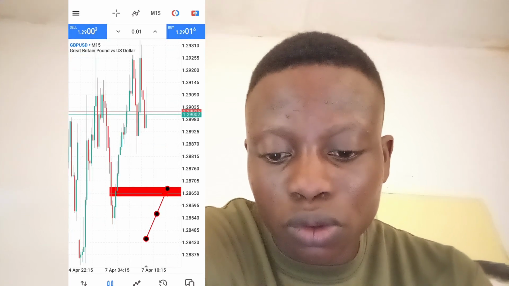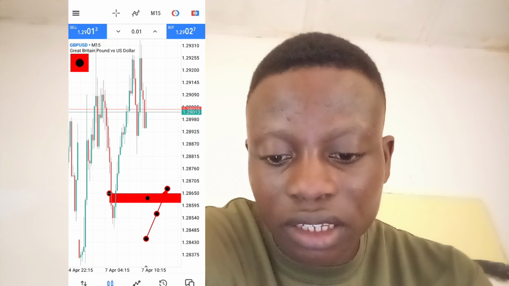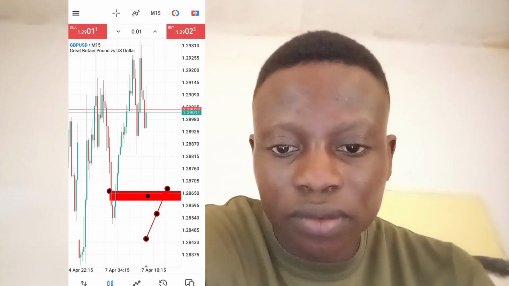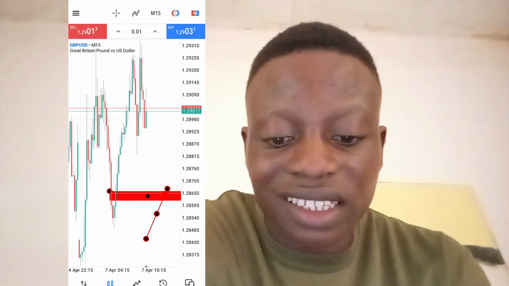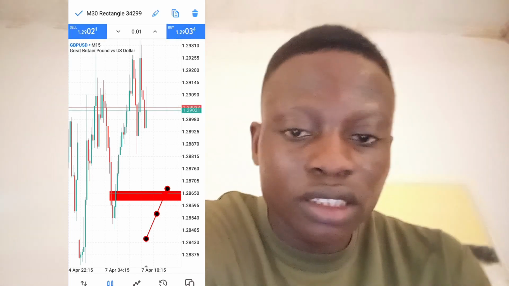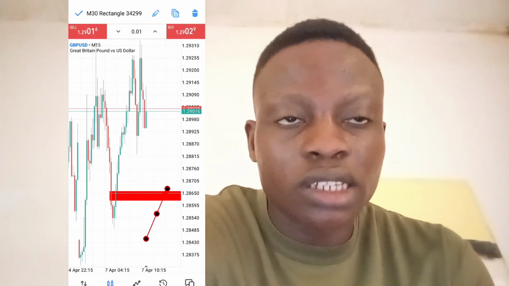And if you look closely, there is a fair value gap here. That's the reason why the market doesn't want to go up until it mitigates the fair value gap, then it goes to the upside. So let's still wait and see.